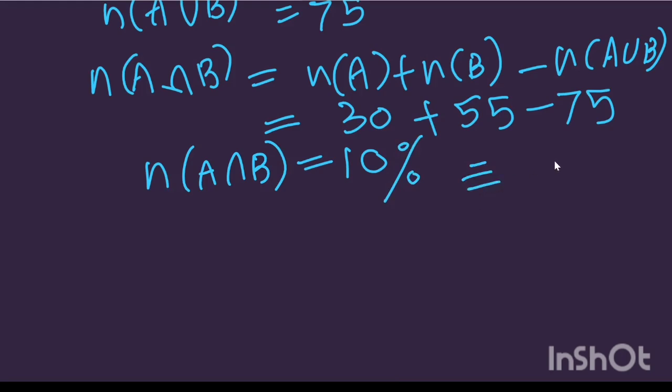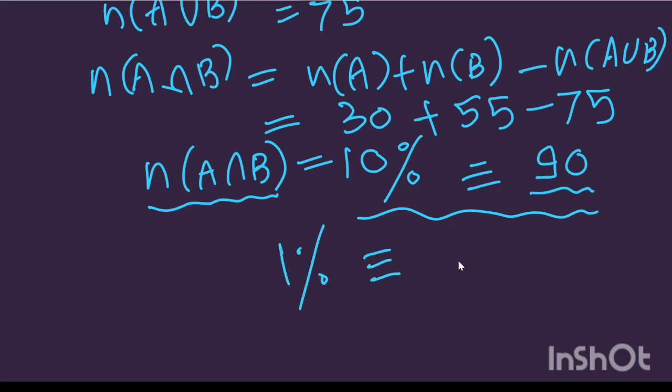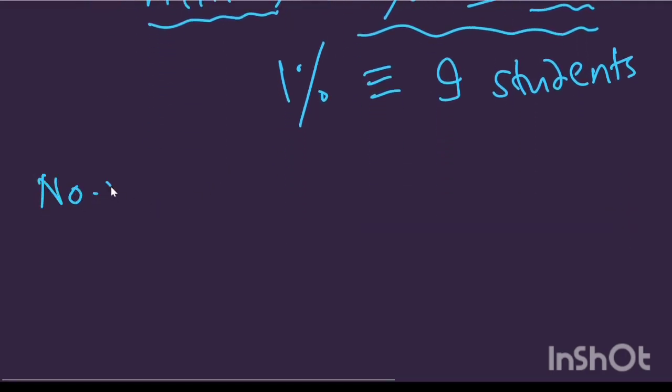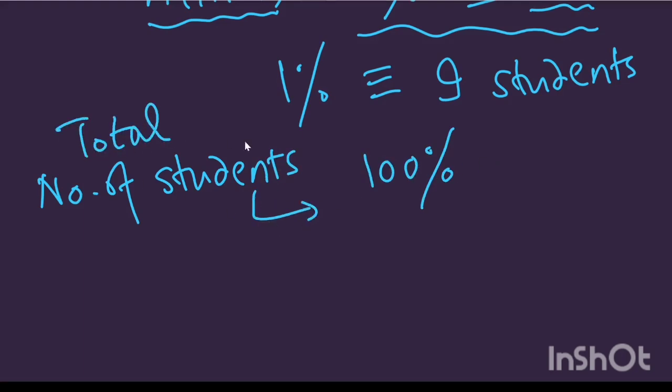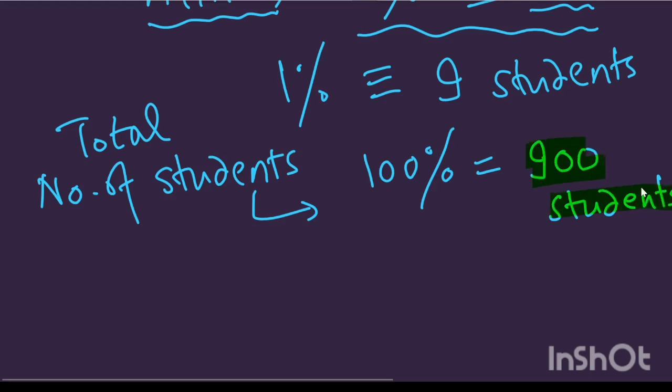And in the question they have given that the number of students eating both, n(A intersection B), is 90. So 10% is equivalent to 90. So 1% is equivalent to 9 students. Now they've asked the number of students in the hostel, meaning the total students, which means the value of 100%. So multiplying by 100 on both sides, 900 students is the total strength of the students in the hostel. Okay guys, 900 is the answer.